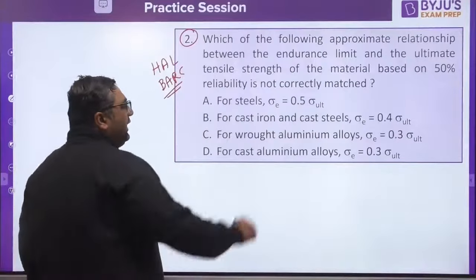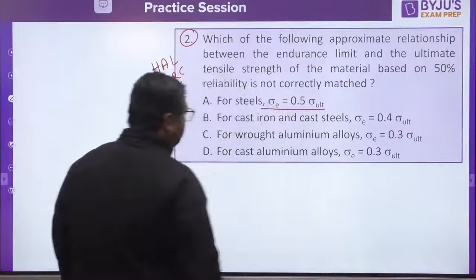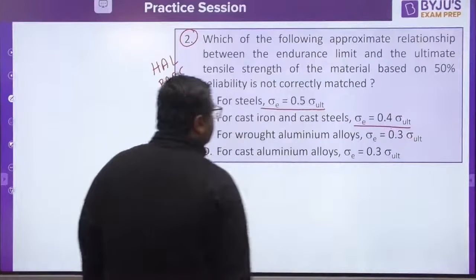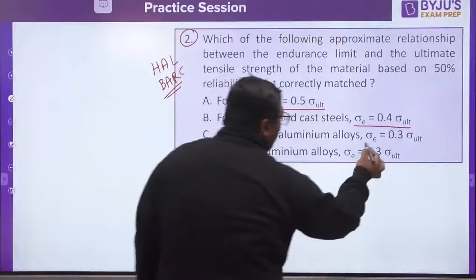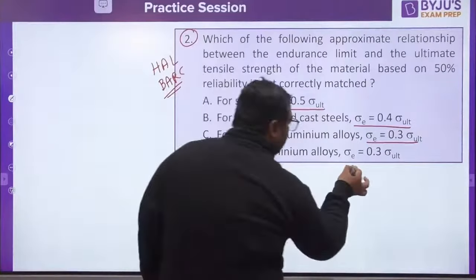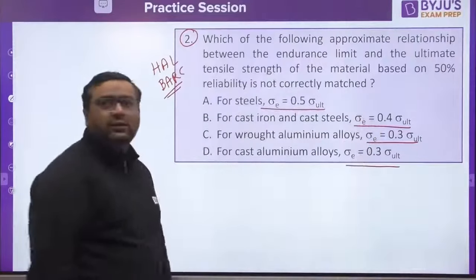If you see, for steel, endurance is 0.5 times ultimate. Cast iron, 0.4 times ultimate. Wrought iron, 0.3 times ultimate. Cast aluminium alloys, 0.3 times ultimate. Yes.